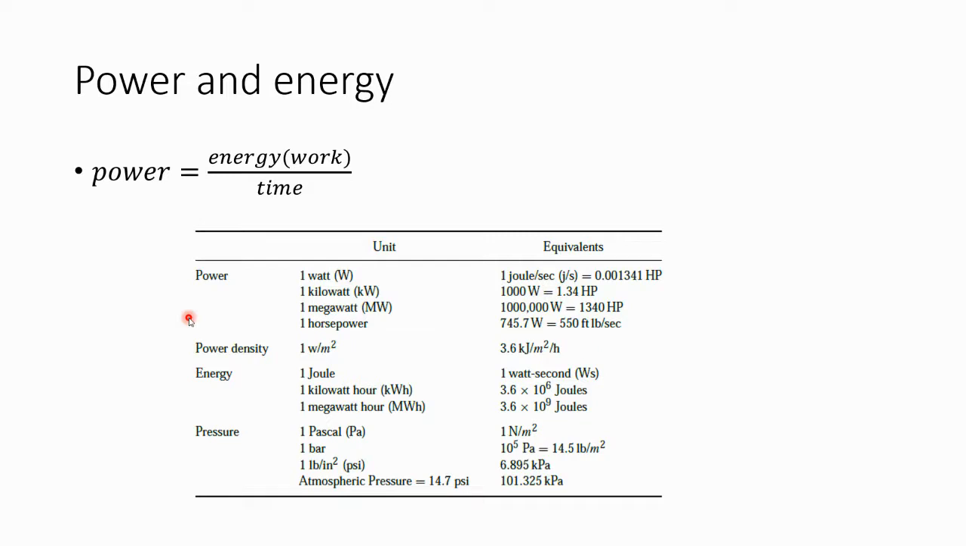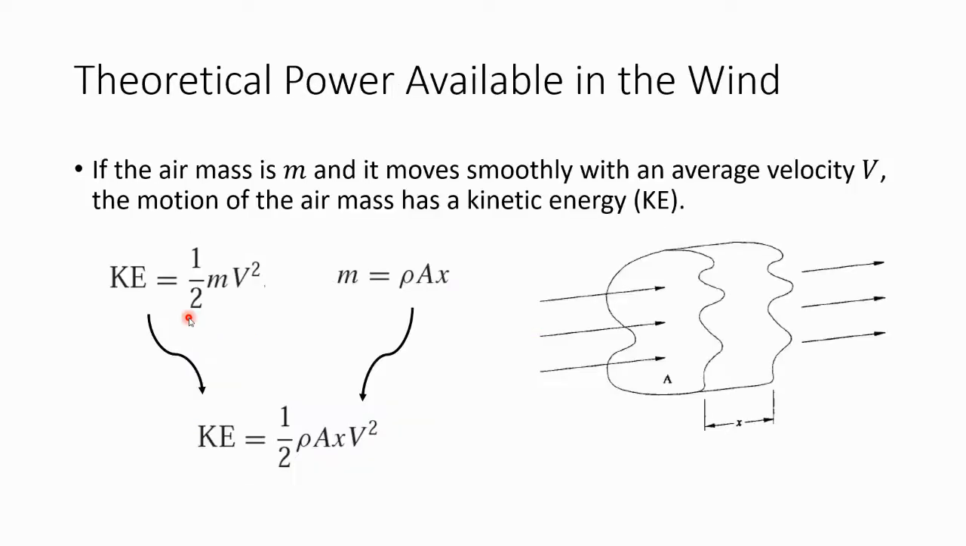Before we derive the theoretical energy and power that we can derive from a particular amount of wind, it is also important for us to know that power is equal to energy over time, and I believe we all know this one. Let's assume that we have a particular volume of air that we are considering right now, and the air is moving through a cross-sectional area of A and moving along a distance x. So A multiplied by x will give us the volume of the air that we are considering.